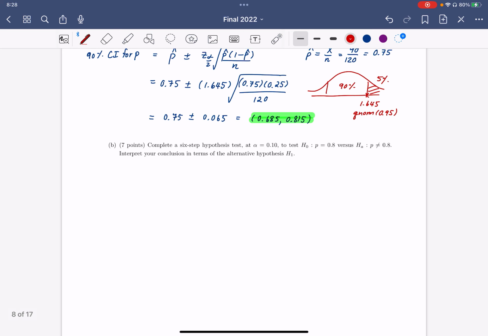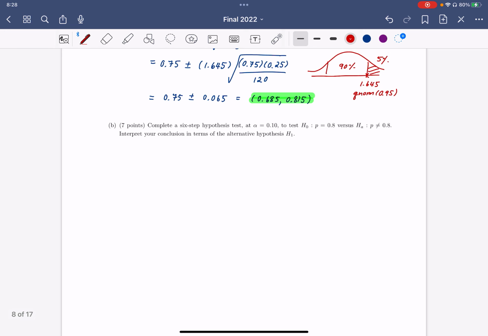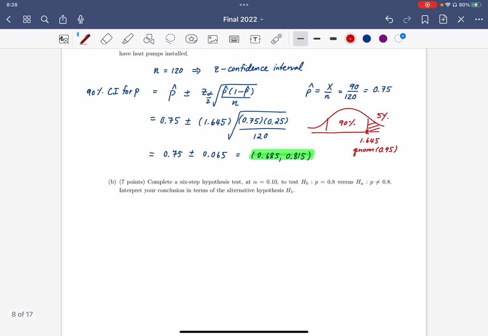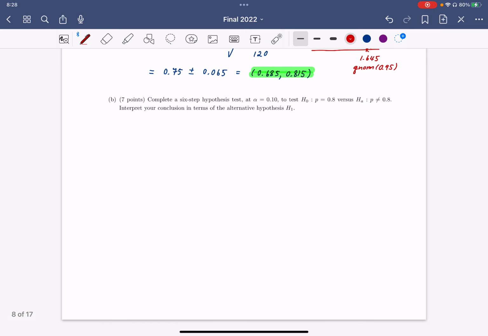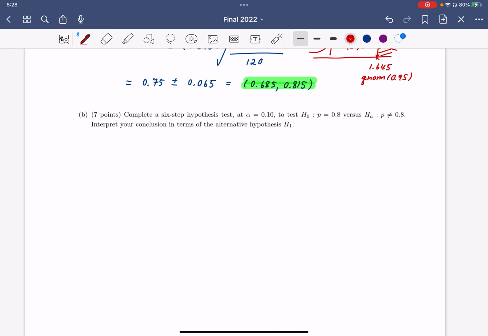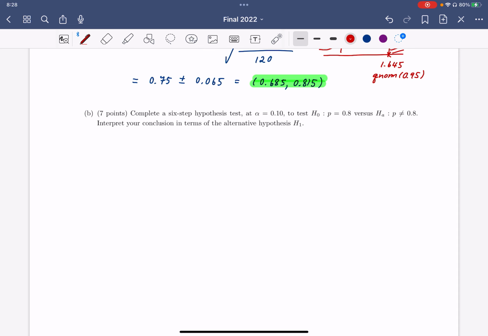All right, I keep getting you confused, right? Because I keep talking about repeating the nonsense thing. All right, so let's do that. Part B. So complete a 6-step hypothesis test. So step number 1. All right, let's do it. So we have the 6-step hypothesis test here.